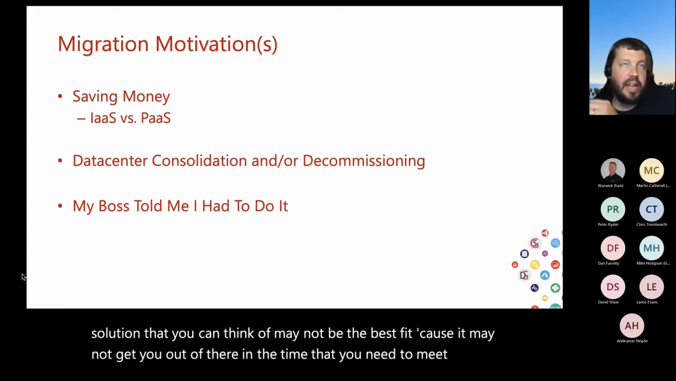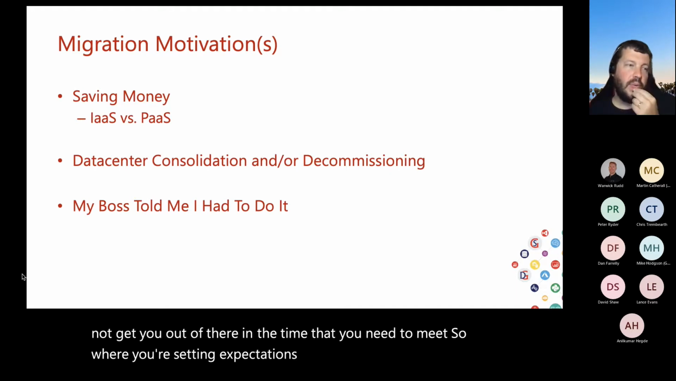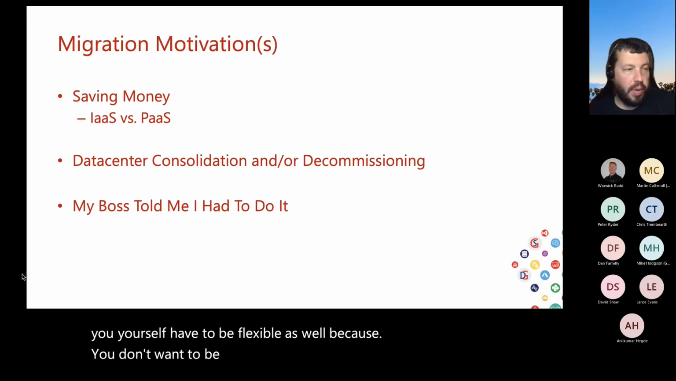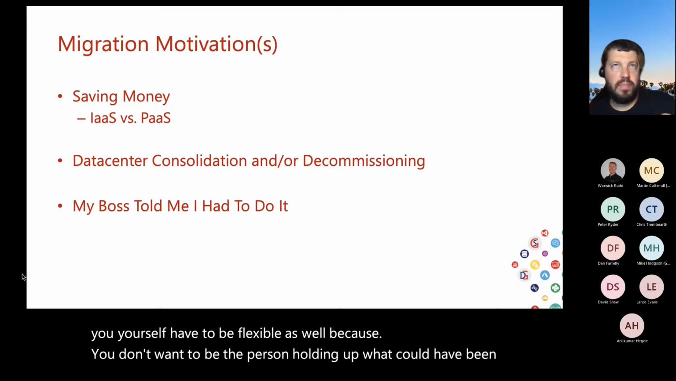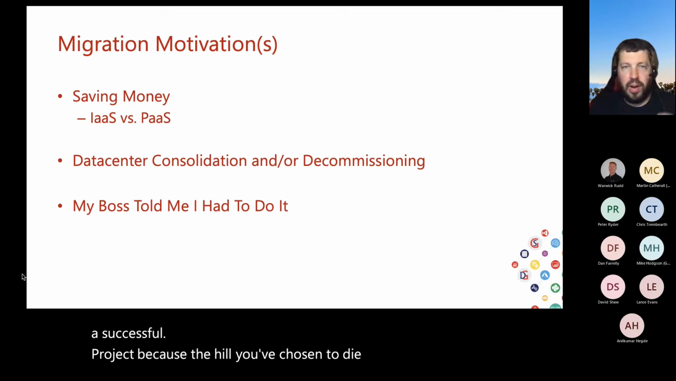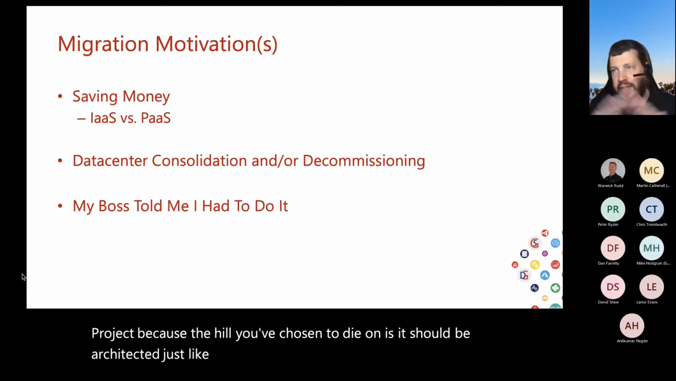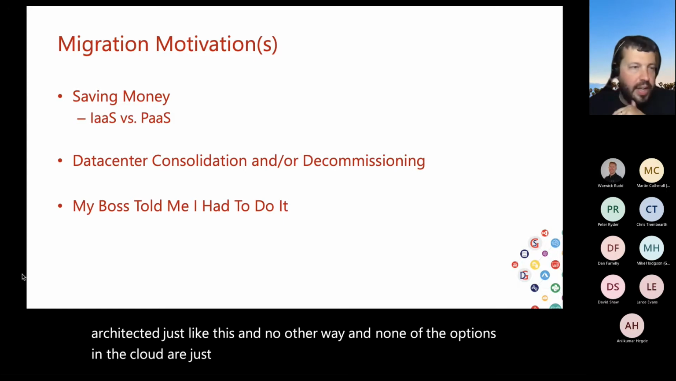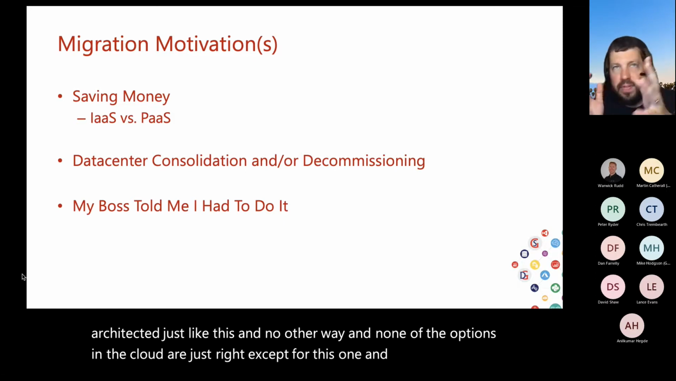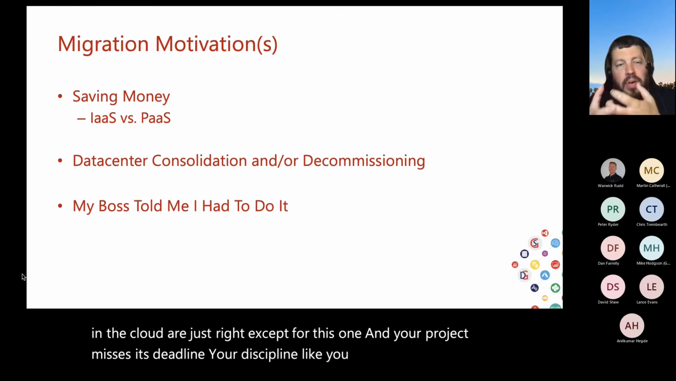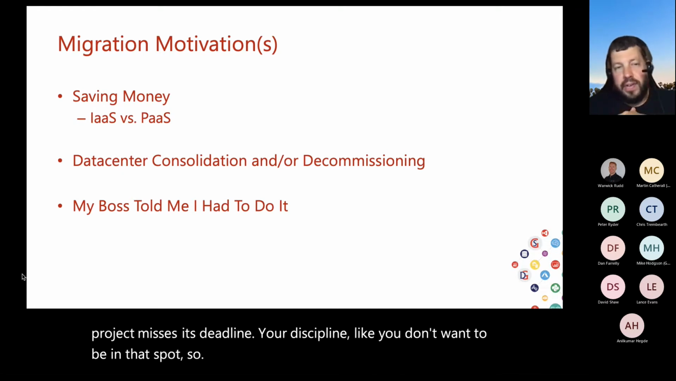So where you're setting expectations for everybody else, you yourself have to be flexible as well, because you don't want to be the person holding up what could have been a successful project, because the hill you've chosen to die on is it should be architected just like this and no other way, and none of the options in the cloud are just right except for this one, and your project misses its deadline. Your discipline, like you don't want to be in that spot. So that is a second reason.